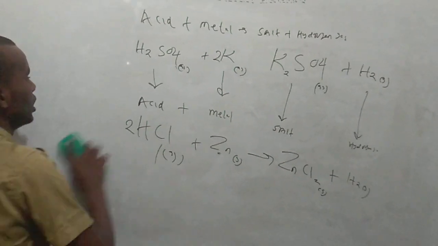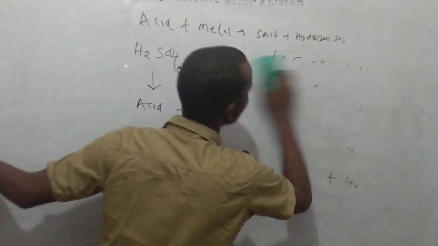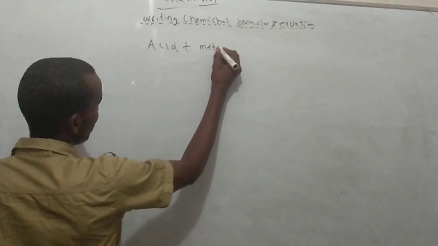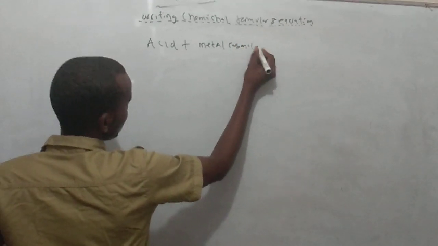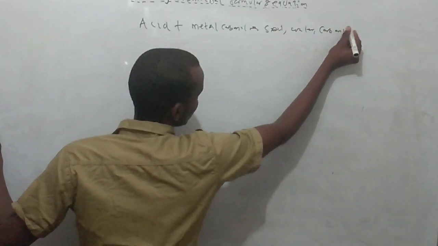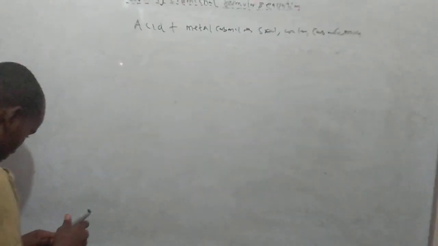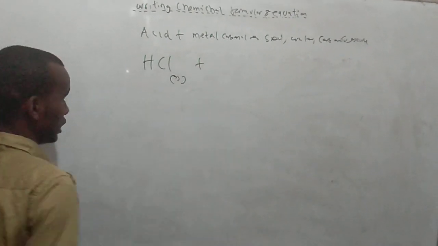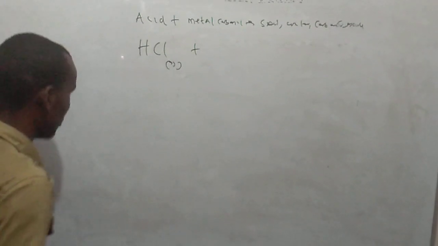I want to look at the last one, which is acid plus metal carbonate, which will give us salt, water, carbon IV oxide. Let me take hydrochloric acid, which is aqueous. Let me say I reacted it with zinc carbonate.